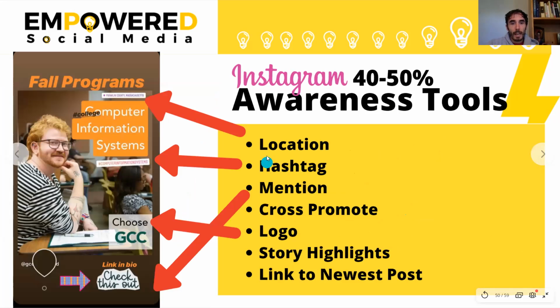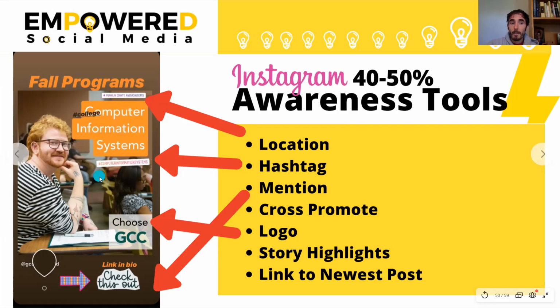So for awareness, we have location. If you use location, all of your posts should have location on it. If you're doing a story, location in it is going to help you reach more people. There's some people who follow Franklin County, Massachusetts, specifically. So if you tag them in your location, you could be featured in Franklin County, Massachusetts, and you can be seen by someone who isn't currently a follower of yours.